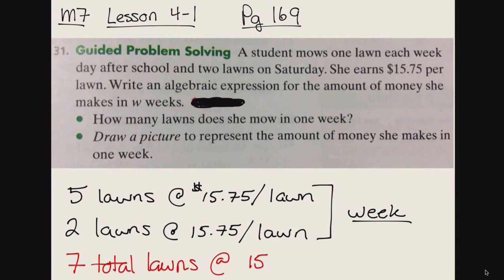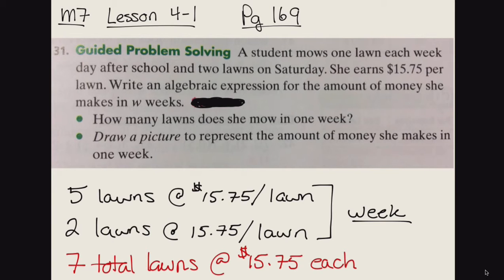at $15.75 each. Okay. How would we find how much she makes per week? Caitlin?